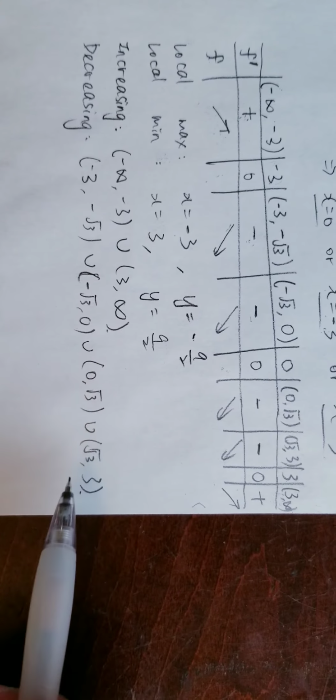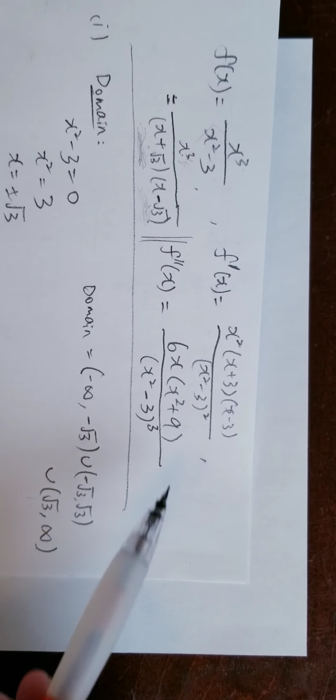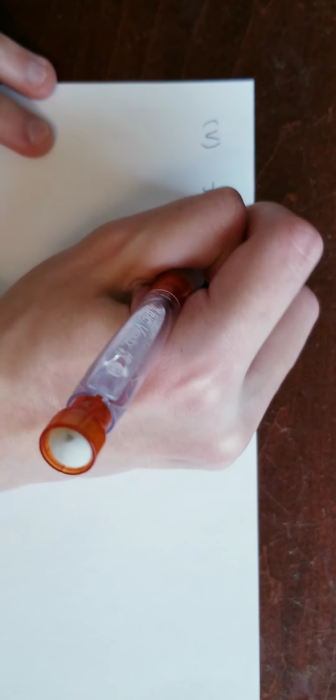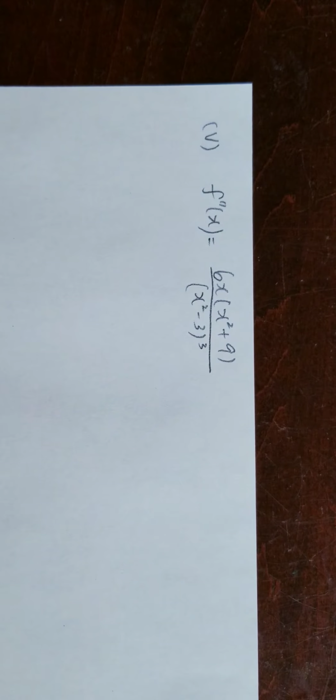We're not done yet. The next part is to look for inflection points. I mentioned in the beginning that the second derivative is this guy. So let me write this down again. This is the fifth. So second derivative equals that.